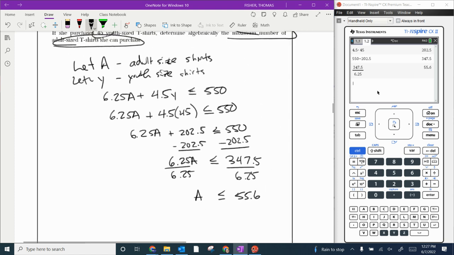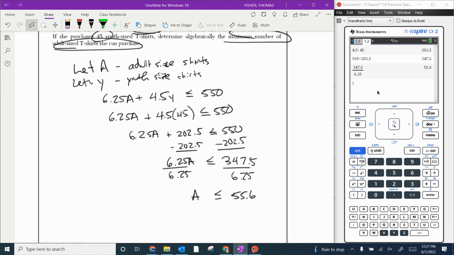So if you're thinking about, okay, well, how many shirts can she purchase? She can purchase 55.6, which is not really possible. So what really makes sense is 55, because you're not going to buy 0.6 of a t-shirt. So at most, 55 adult shirts can be purchased. And that's it.